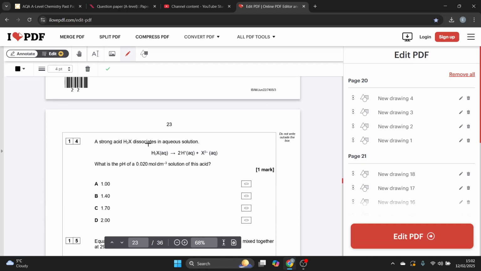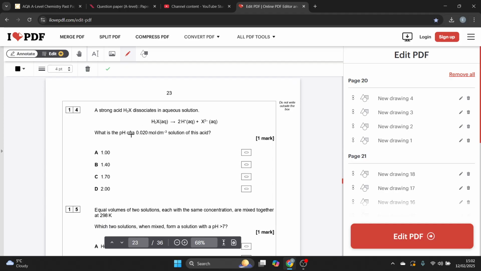Question 14. A strong acid dissociates in aqueous solution. What is the pH of this much of this acid? So pH is minus log 10 of H plus. I've got 2 H pluses, so the first thing I'm going to do is 0.020 times by 2, and minus log 10 of my answer, 1.40.